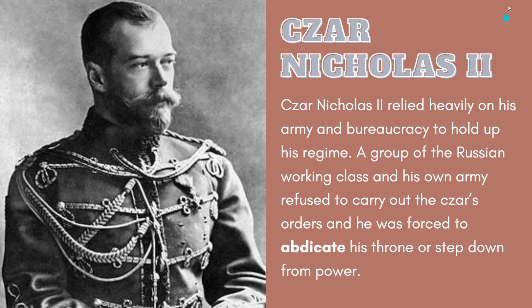So during World War One, Tsar Nicholas II was the leader, and he was a part of the Romanov dynasty. However, he used his army and his bureaucracy to hold up his regime because it was faltering after all of these wars they were involved in. A group of the Russian working class and even his own army started to refuse to take orders from him, and eventually he was forced to abdicate, to remove himself from power. And that ended the Romanov dynasty.